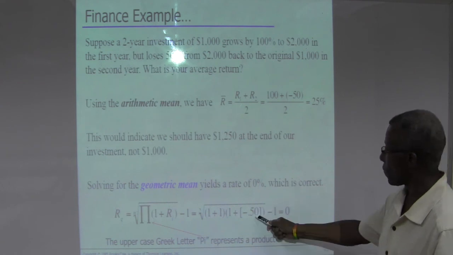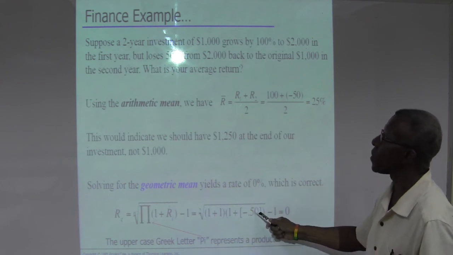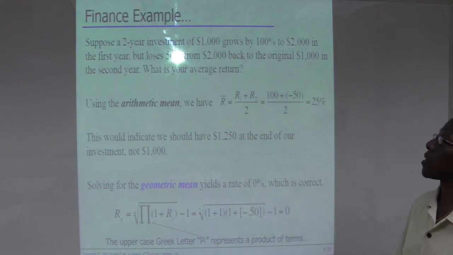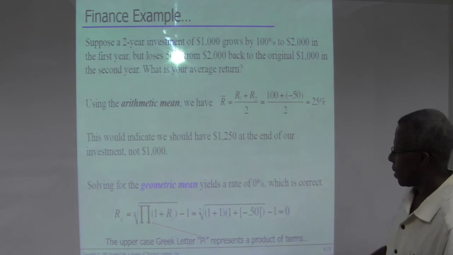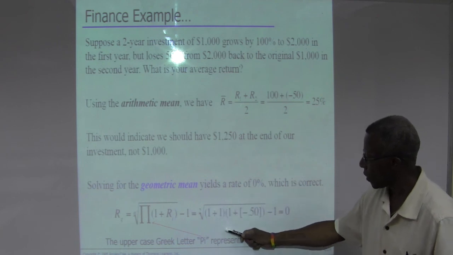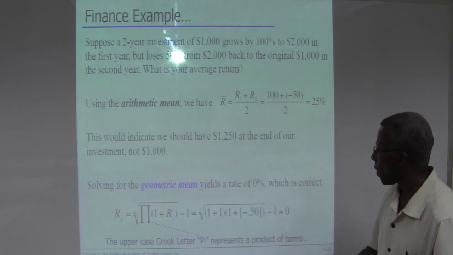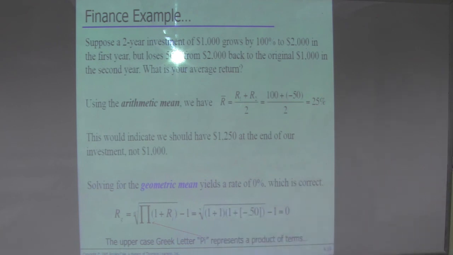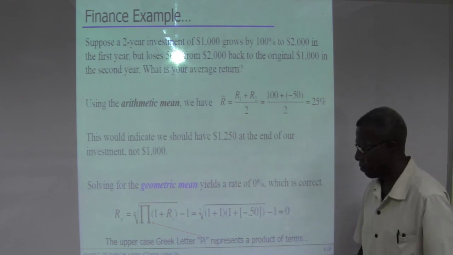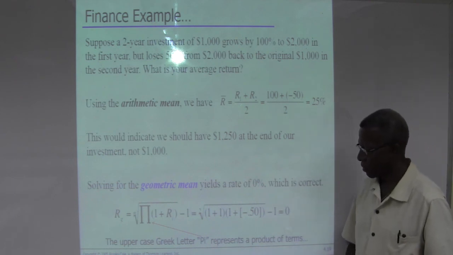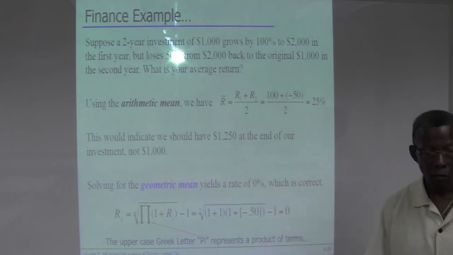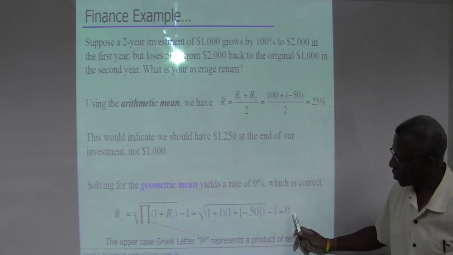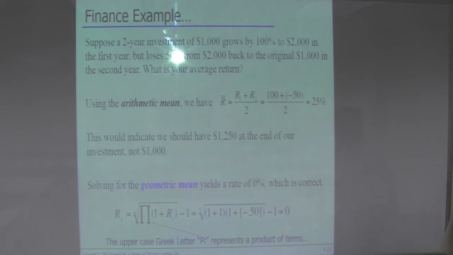R2 is, remember, minus 50%. So you turn it into decimal, minus 0.5. So we find the square root of this product. 1 plus R1 is 2, times 1 minus 0.5, which is a half. So half times 2 is 1, the square root of 1 is 1. 1 minus 1 is 0, which gives you the correct picture. Correct results.